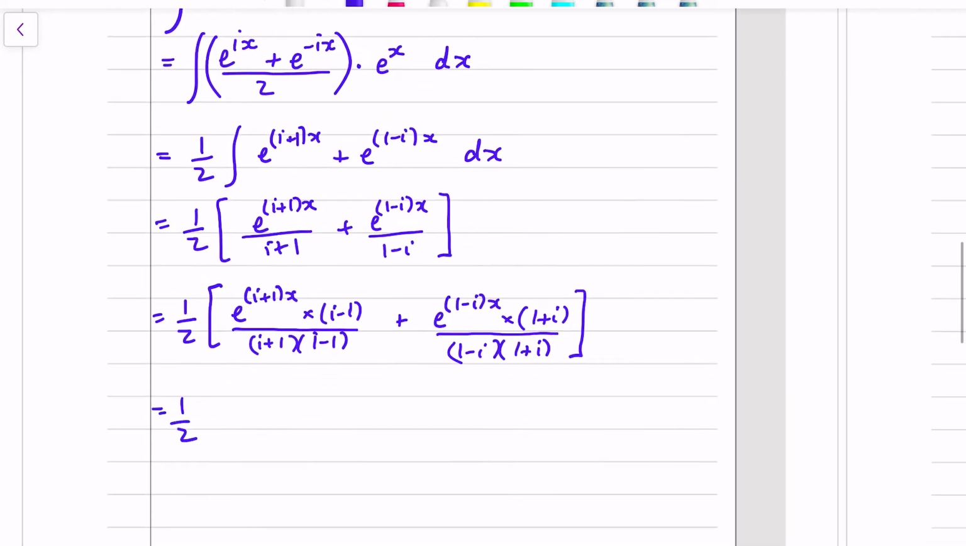Okay, so we have a half. The i minus 1 times i plus 1 on the denominator, it's a difference of two squares. So it's i squared minus 1. And the i squared bit's negative 1 as well, so we get negative 2 in the denominator. And in the numerator, e to the (i plus 1)x times (i minus 1). And the other one we've got 1 minus i over 1 minus i times 1 plus i in the denominator, which becomes 2. And then numerator that.